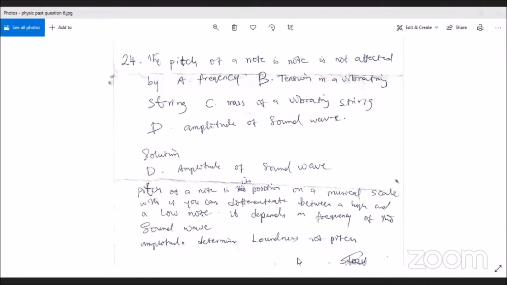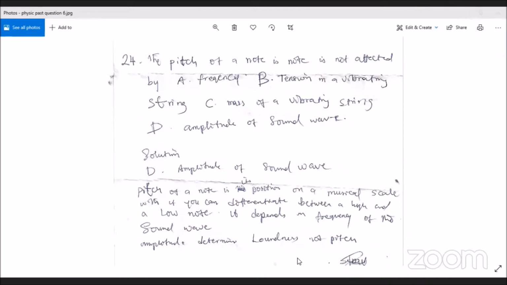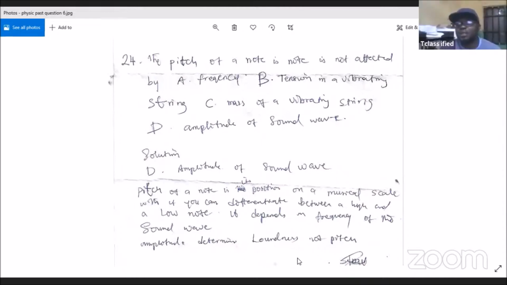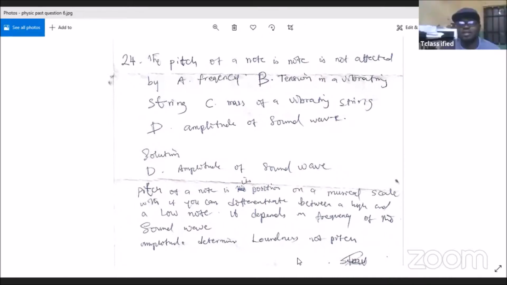Sir, what option is the answer? So the pitch is affected by everything apart from amplitude. Yeah, the pitch is actually dependent on frequency. But you know the tension in the vibrating string and the mass contribute to the frequency. You understand? But D is the answer, because the amplitude only affects the loudness or intensity of the sound.